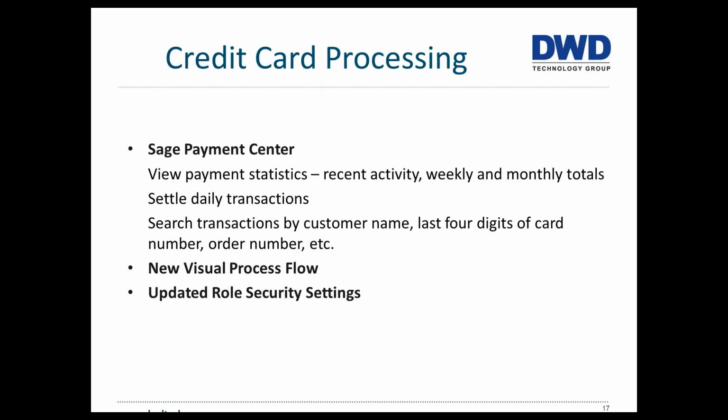For credit card processing functionality, some things have come along. The Sage Payment Center is all part of Sage Payment Solutions. They have enhanced the statistics view where you can catch up on recent activity, weekly activity, and monthly totals. You can settle daily transactions from the Sage Payment Center, and you can do more extensive searching within the Payment Center to find transactions by customer's name, by the last 4 digits of their credit card, maybe their order number, or other characteristics of the information.